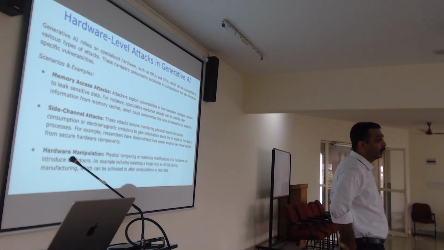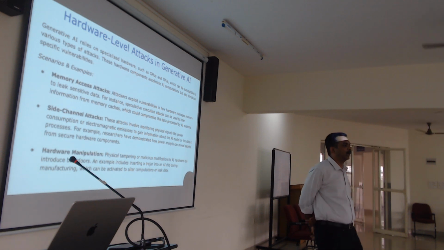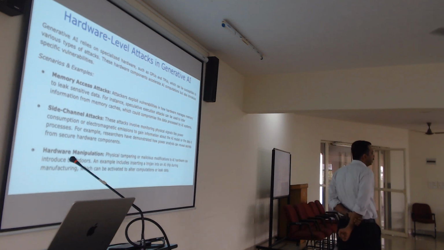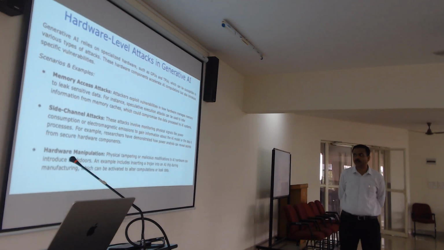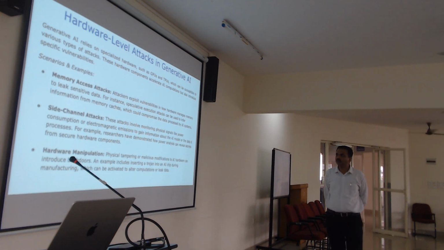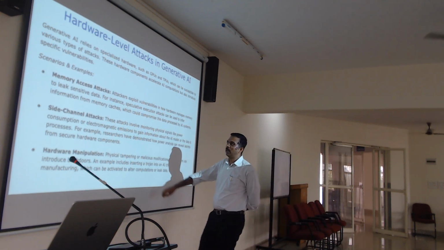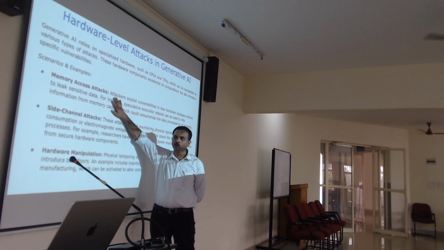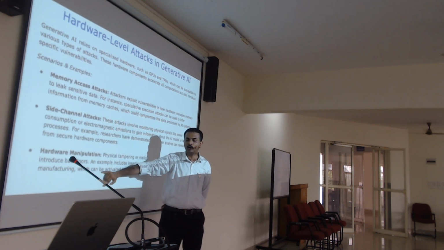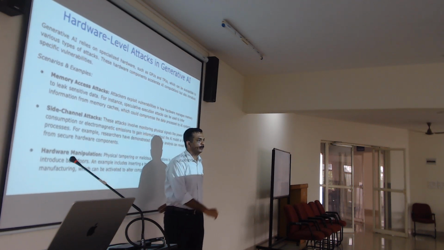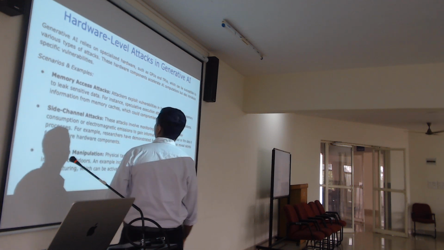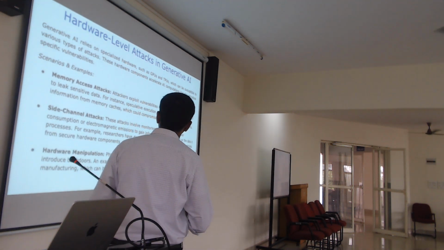What hardware level attack? Your optimizers are attacked, right? Like CPU, GPU, TPUs, all these things are under threat. These are some of the scenarios, or you may say attacks people have done, like memory access attack. We have something called a side channel attack. We have something called hardware manipulation, right? So what is that memory access attack?